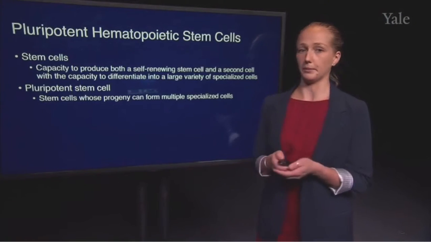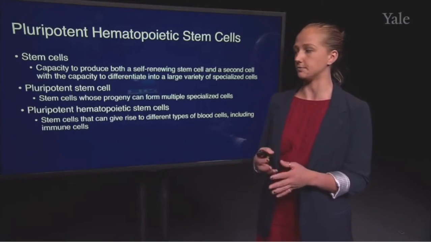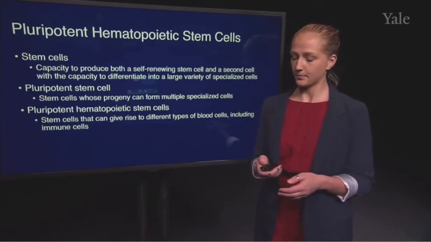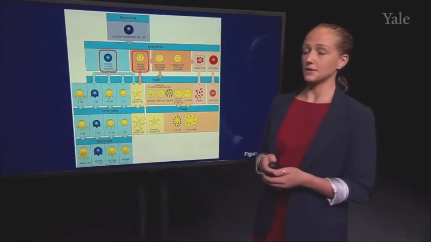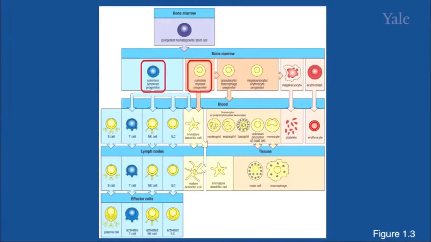Now, pluripotent hematopoietic stem cells are stem cells that give rise to various different types of blood cells, including immune cells, all of which we'll be going through today. So let's go back to our very large chart, which I realize seems intimidating, but let's break it down and take one step down that hierarchy from pluripotent hematopoietic stem cells down to the two major progenitors that are formed from the pluripotent hematopoietic stem cell, which are the common myeloid progenitor cell and the common lymphoid progenitor cell.